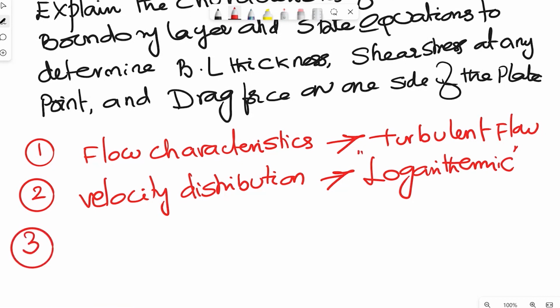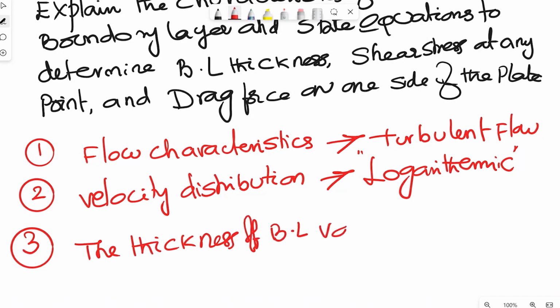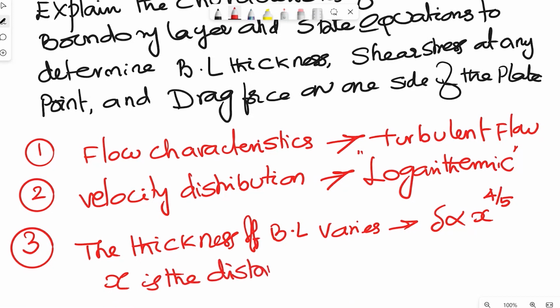Now, the third point is the thickness of the boundary layer varies. Delta is proportional to x to the power of 4 by 5, whereas in the previous case delta is proportional to x to the power of half, where x is the distance from the leading edge.